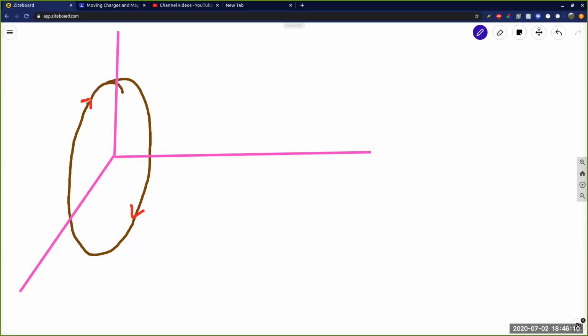Because of this current carrying loop, there is a magnetic field present, right? It is on the yz plane, the center of this loop is 0, 0, 0, and its radius is a. I am interested in finding the strength of the magnetic field at a point on the x-axis at a distance x from the center of the loop.